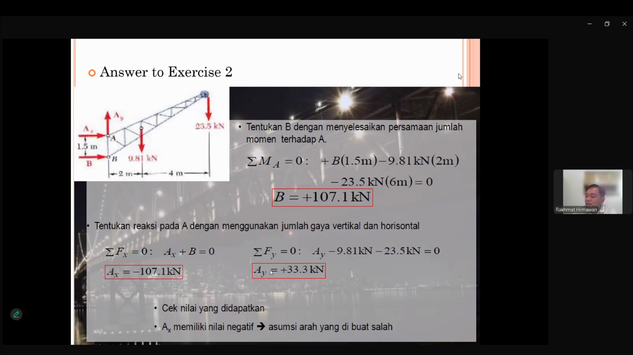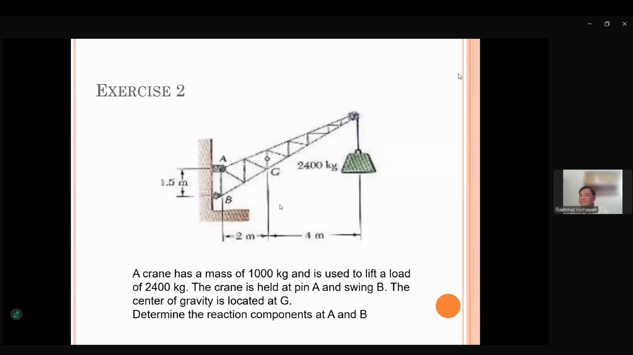Right? AY, just sigma Fy equal to 0. We have AY, we have 9.81, we have 23.5. So we can calculate now. AY is 33.3 and it's positive, so the first assumption that it's going to the top is correct. Okay, and so we have all the answers, AX, AY, and B, from this structure. Any question to this point?